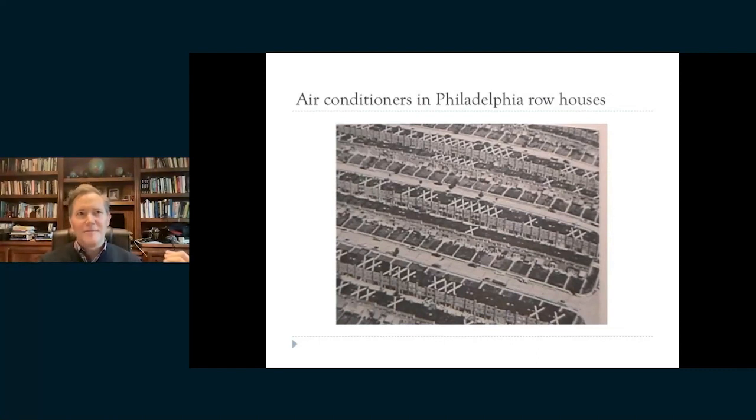Some people got the first insights that behaviors might diffuse or spread through network thinking, through social ties, back in the middle of the 20th century. So here's an aerial view of air conditioners in Philadelphia row houses. The X's were put on the picture after. The X's mark the houses that had air conditioning, and without an X, they did not. And instead of it being random, air conditioners spread throughout the community based on contacts, so that if you knew somebody who had air conditioning, you were more likely to get it. If your neighbor had air conditioning, you were more likely to get it.